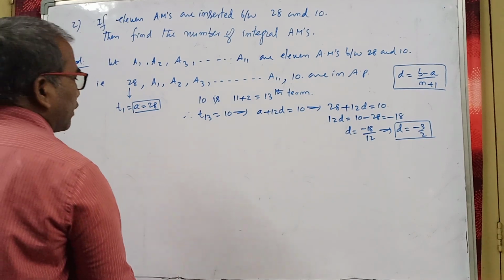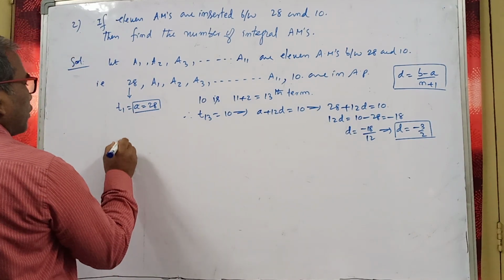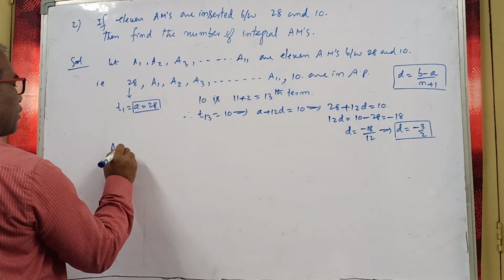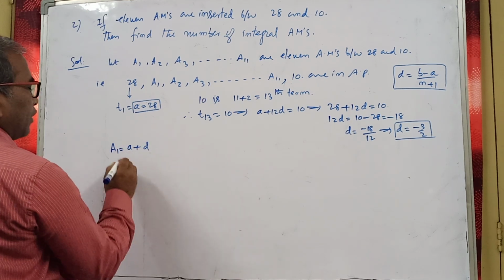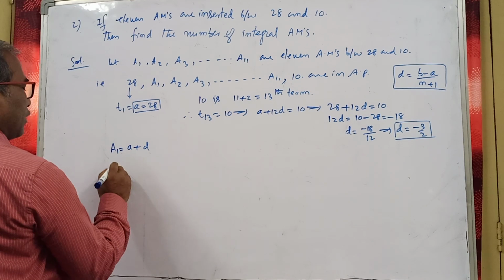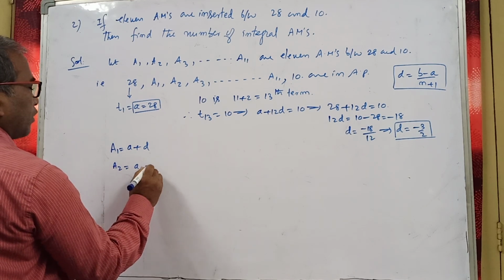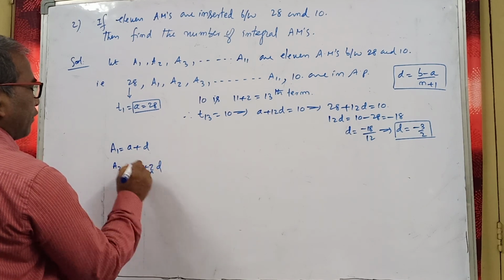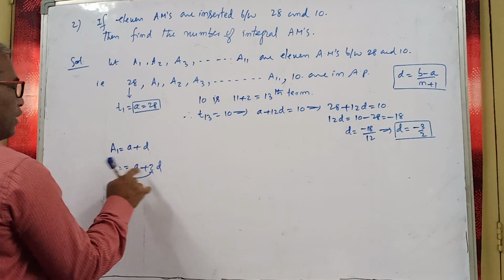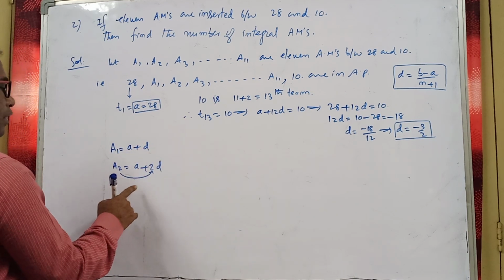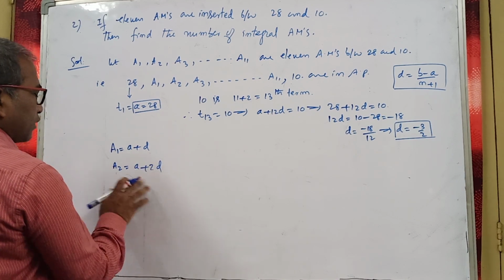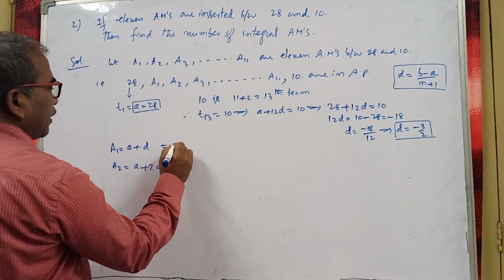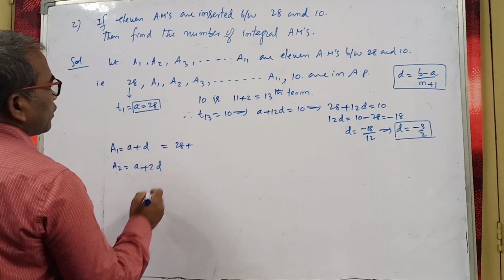So what is A1? Now find A1. A1 formula, direct: A plus 1D. A2 is A plus 2D. A3 is A plus 3D. A4 is A plus 4D. So already I discussed this one. Like that, remember. Now A1 is 28 plus D.